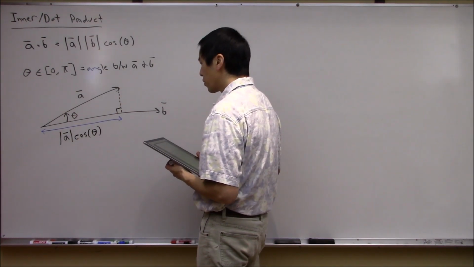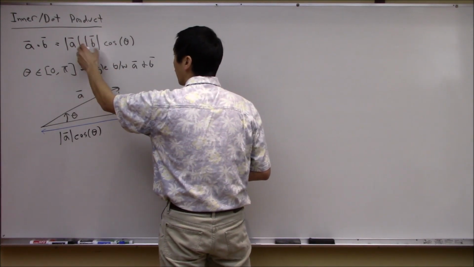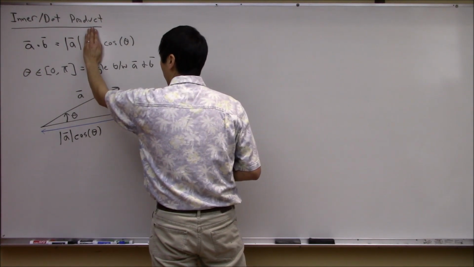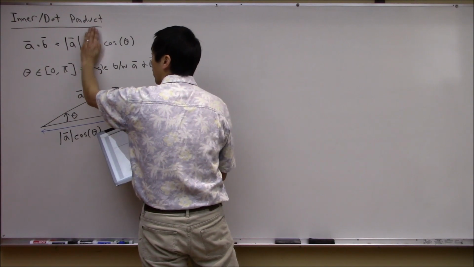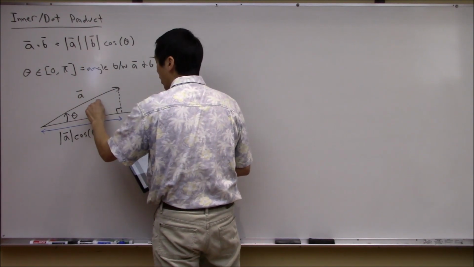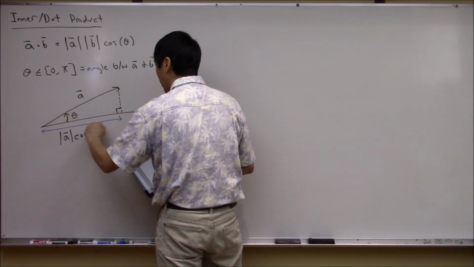So what's interesting is if you stare at this long enough, if I cover up this term right here, that's exactly what I end up with here. So the other way you could think about this is the inner product of A and B is the length of how much of vector A is projected onto B.